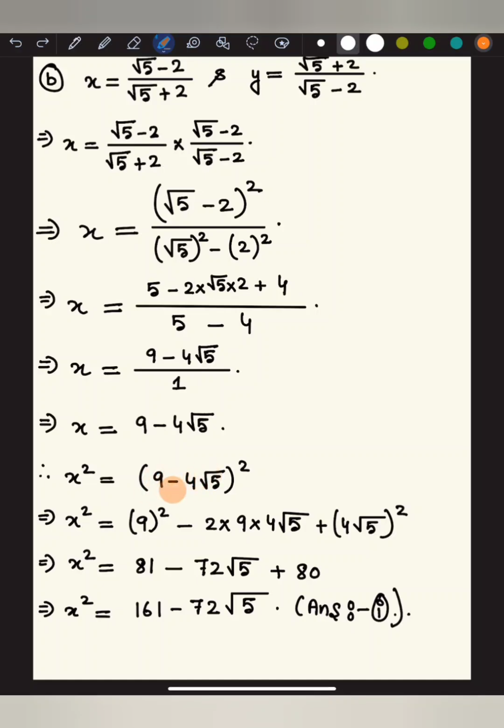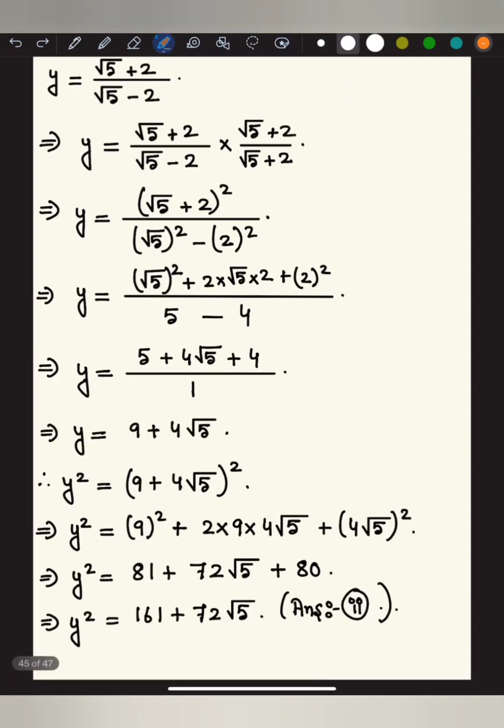Therefore x square will be the square of this, so (9 - 4√5) whole square. So 9 square minus 2 into 9 into 4√5 plus (4√5) whole square. 9 square is 81, 2 into 9 is 18, 18 into 4 is 72, so it will become minus 72√5, plus (4√5) whole square is 80. So this becomes 81 plus 80, that is 161, minus 72√5. Got it? This will be our answer 1.